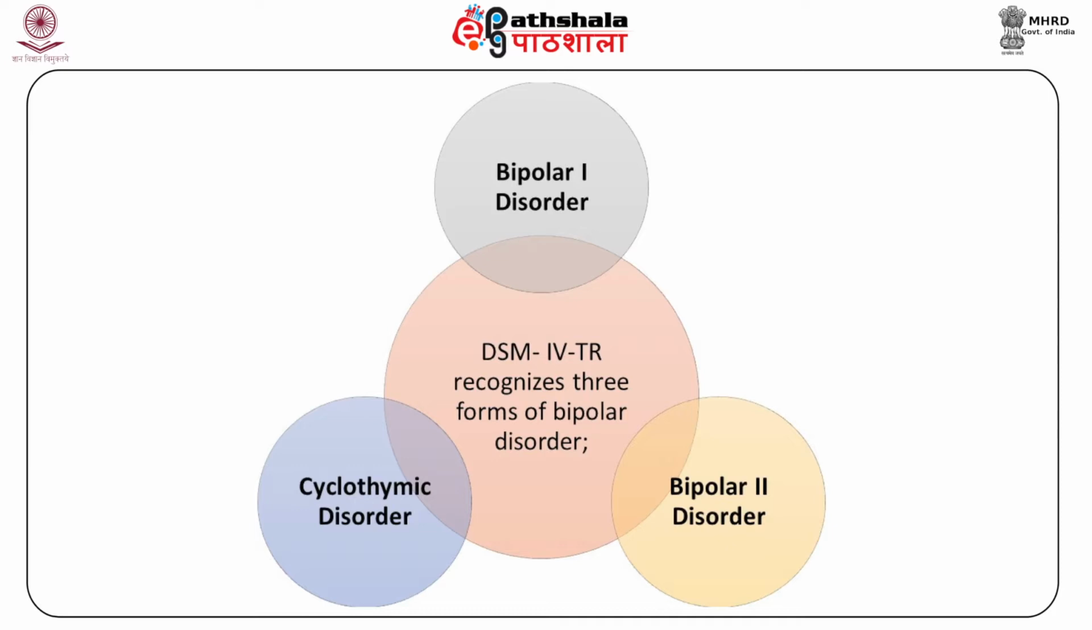DSM-4-TR recognizes three forms of bipolar disorder. First, bipolar 1 disorder. Second, bipolar 2 disorder. Third, cyclothymic disorder. Many symptoms constitute the defining features of each of these disorders. These are differentiated by how severe and long-lasting the manic symptoms are.